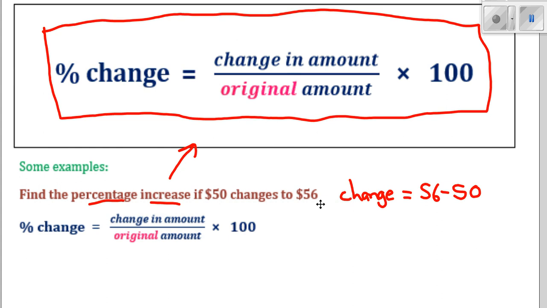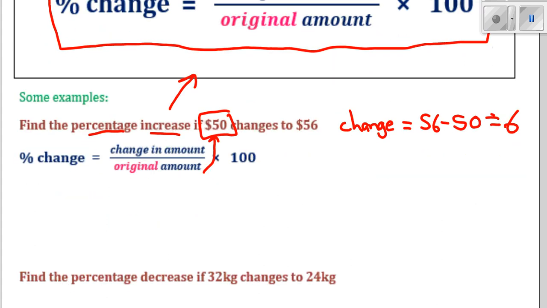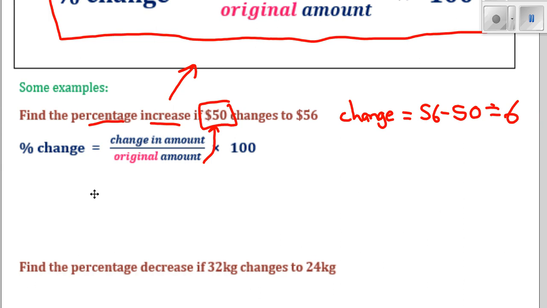So the change is 6. And what was the original? The original amount, was it 50 or 56? It started at 50 and changed to 56. So here's your little original. And then we times by 100. So it's the change in value, which was 6, over the original, which was 50, times 100 over 1.